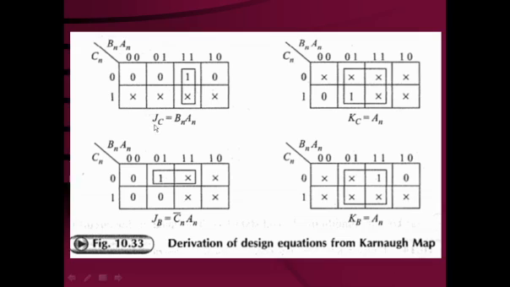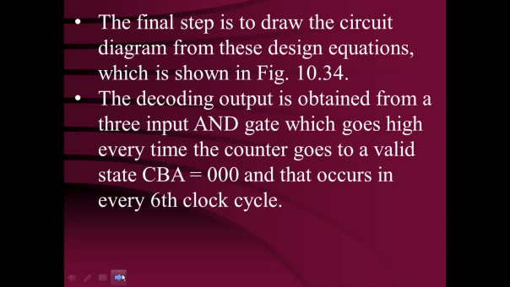You can see that JC is equal to Bn An. That means you require one AND gate which should have the two inputs An and Bn, and the output of this should be connected to the JC. KC is equal to, again, An. So this way you can prepare a connection for flip-flop C.